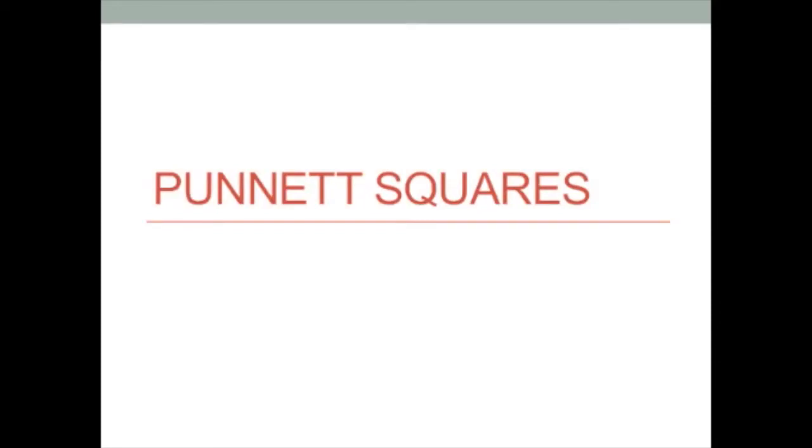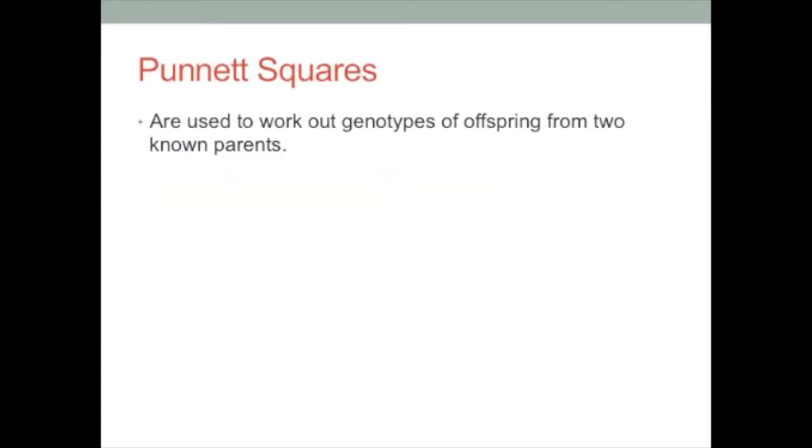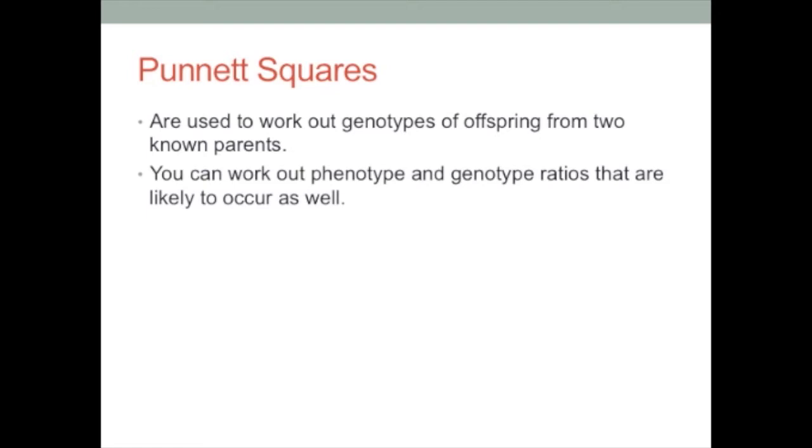Punnett squares. Punnett squares are used to work out genotypes of offspring from two known parents. You can use this to work out phenotype and genotype ratios that are likely to occur. The best way to explain how to use Punnett squares is to work through an example.